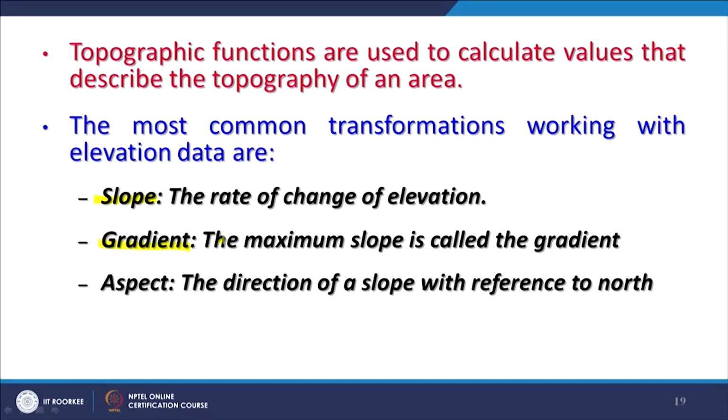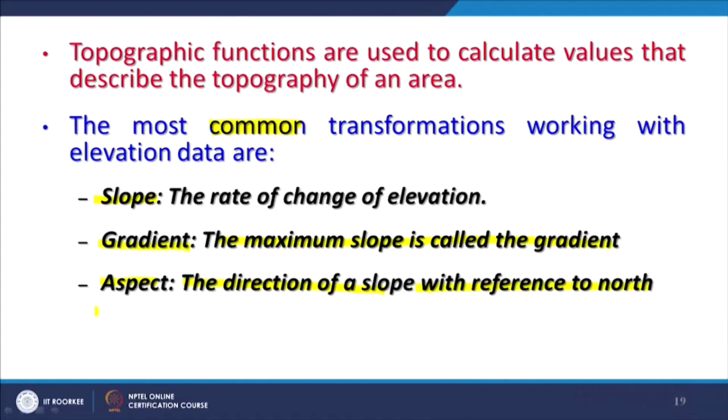Then gradient, the maximum slope, is called the gradient, and then aspect, which is the orientation of a sloping surface with reference to the north, that is, the direction of a slope with reference to the north. These are the common characteristics or derivatives of a digital elevation model through topographic function operations. Theoretically, n number of derivatives or transformations are possible, and you should not be surprised because a lot of new derivatives are coming.